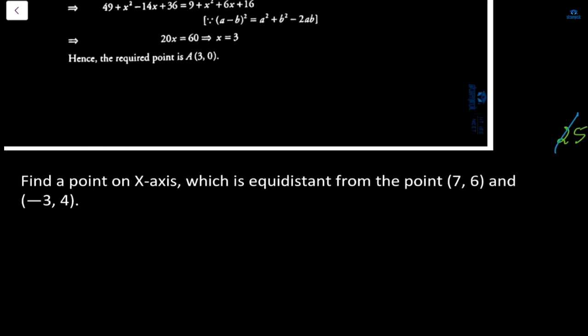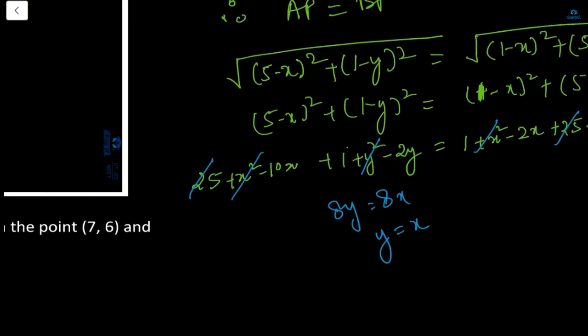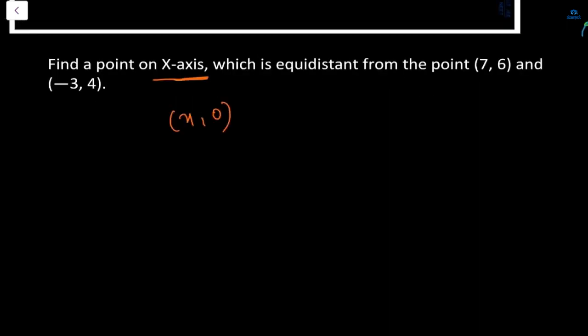Find a point on x-axis which is equidistant from (7, 6) and (minus 7, 7). Now remember this: if the point lies on the x-axis, that means what? It will be x comma 0. So you already know one of the coordinates, which will make your work a little easier. The same thing you will be applying here also, but here instead of y you have got 0. So the point is (x, 0).